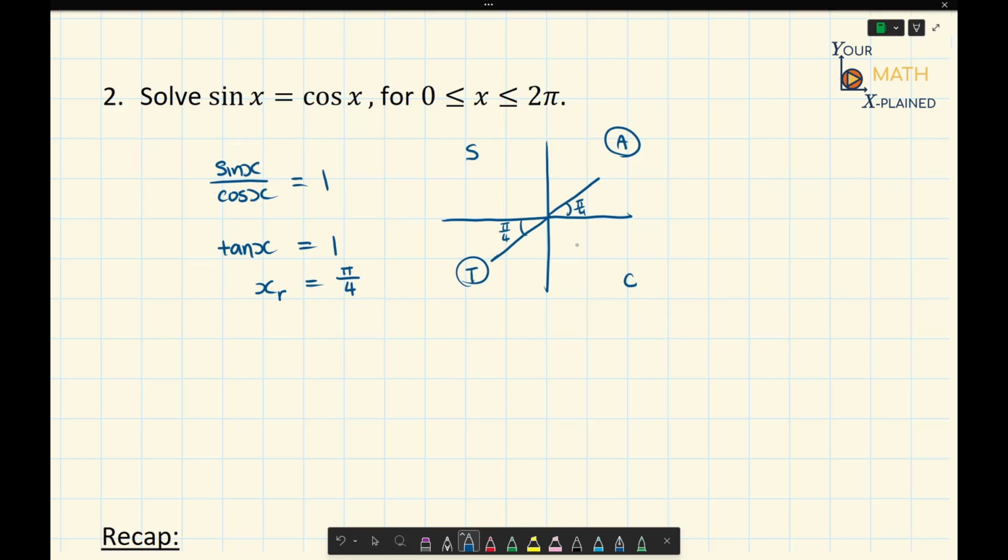So within our domain of 1 full rotation, we have 2 answers. The first one is we have x is equal to pi over 4, or we have x is equal to 5 pi over 4.